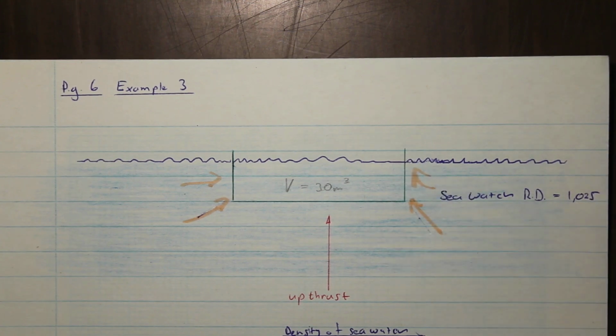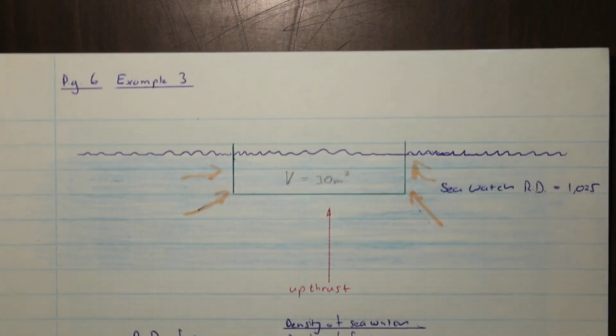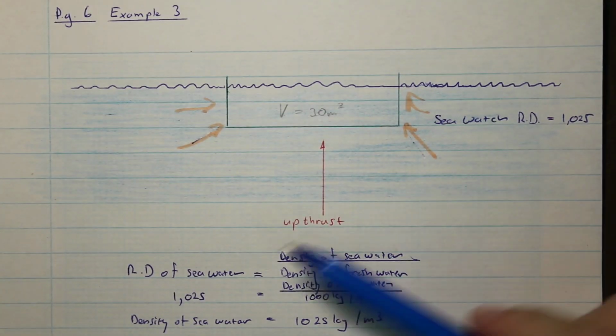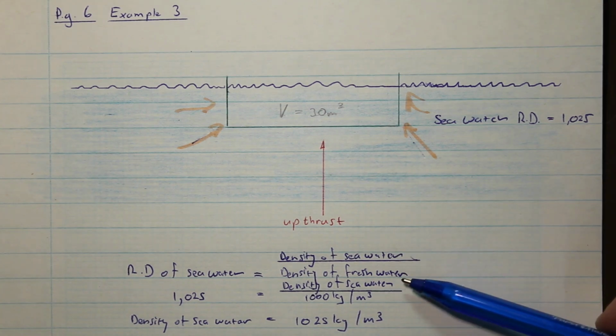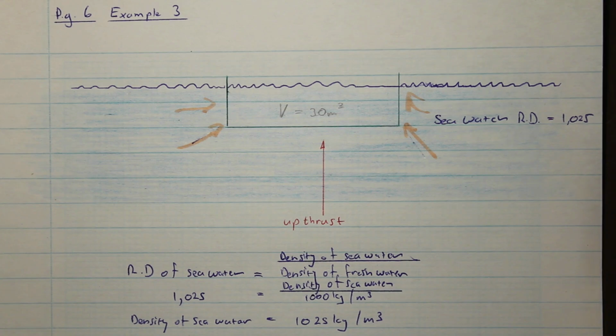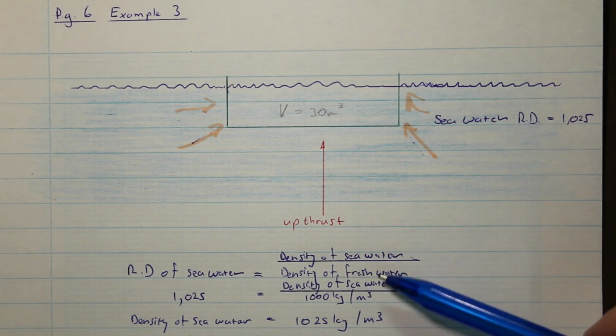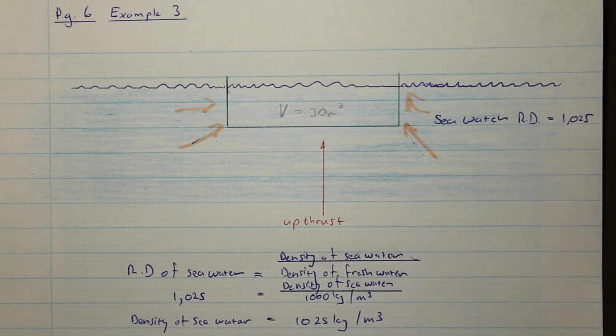of this barge. Very simple calculation. We looked at this on Friday: relative density equals the density of the seawater over the density of fresh water. We know the density of fresh water is 1,000 kilograms per cubic meter, and we've been given the relative density of this particular seawater. Then we can calculate the density of the seawater, and that comes out to be 1,025 kilograms per cubic meter.